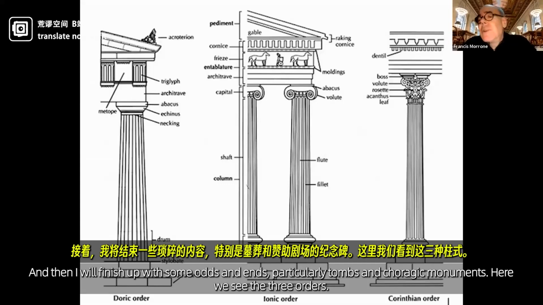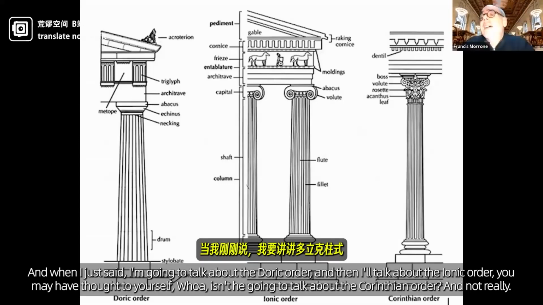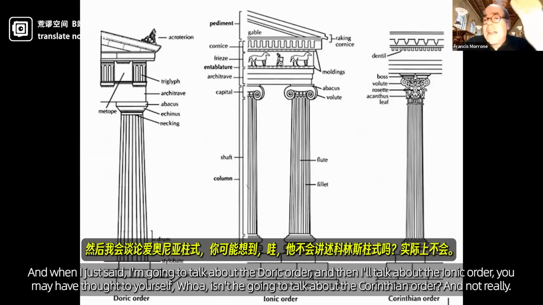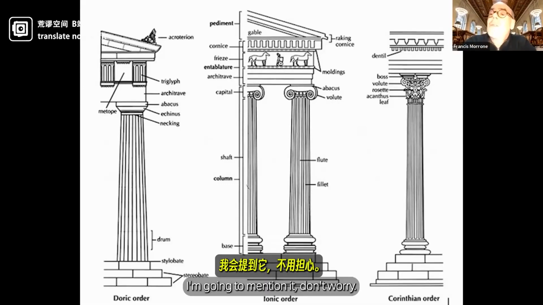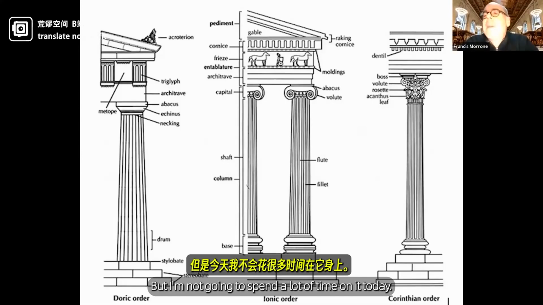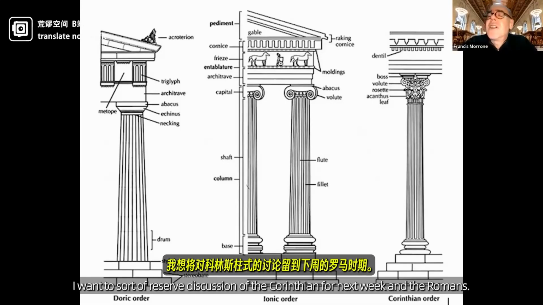Here we see the three orders, and when I just said I'm going to talk about the Doric order and then I'll talk about the Ionic order, you may have thought to yourself, whoa, isn't he going to talk about the Corinthian order? And not really. And I'm going to mention it, don't worry. But I'm not going to spend a lot of time on it. Today I want to sort of reserve discussion of the Corinthian for next week and the Romans.